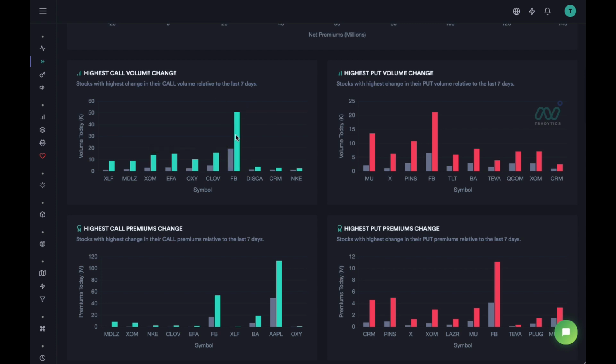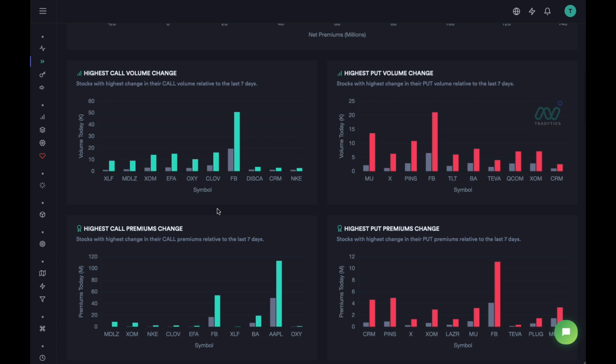So you can see that today Facebook had a lot more call volume than the last 5 days, and Apple had a lot more premiums than the last 5 days. And on the flip side, Facebook also had a lot more puts volume today, and Facebook also had a lot more puts premiums today. And then we have all these other symbols. So the way we want to use this is we want to find symbols that have a very large volume or premium change, and then we want to either day trade them or swing trade them. Personally, I found that day trading these really high volume change stocks really works well.